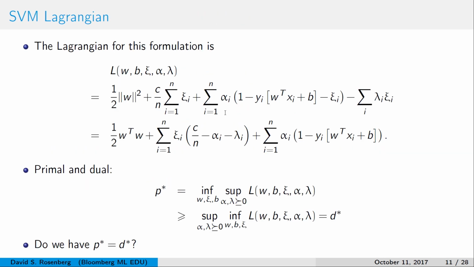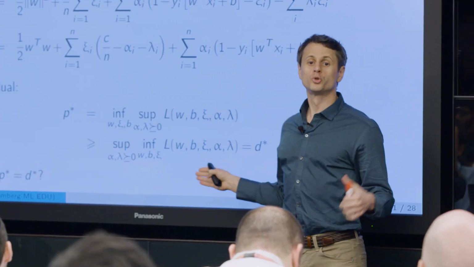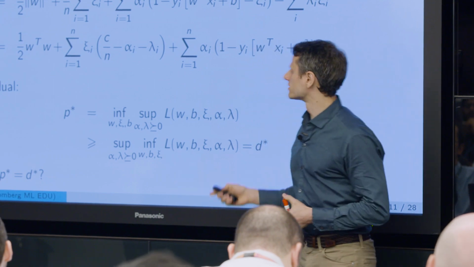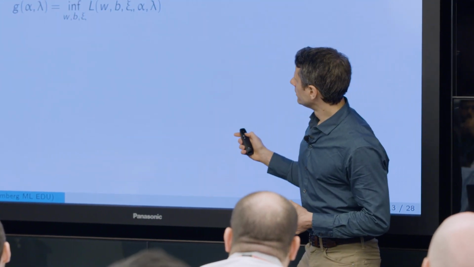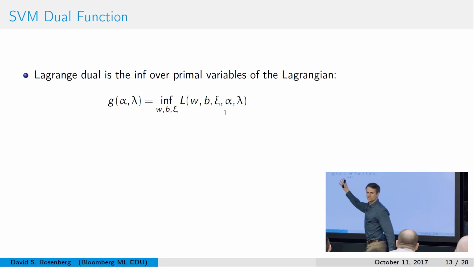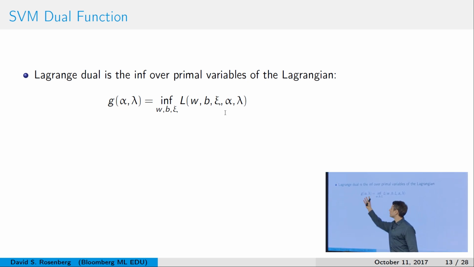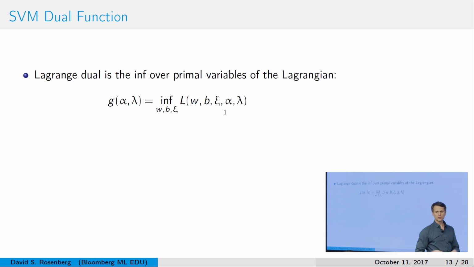So remember the dual function. This is the dual optimization problem. Remember, the dual objective function is this inner piece, the inf over W, b, and psi. So that's what we've written here, the dual objective function. We're infimizing over W, b, and psi, and we're left with this function of alpha and lambda, which are the dual parameters, the Lagrange multipliers.